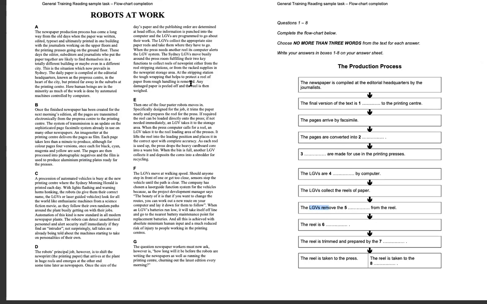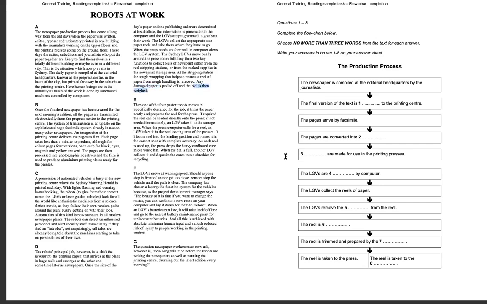So LGV, if you look here, it's all about LGV. At the stripping station, the tough wrapping paper is helping to do all this. A reel of paper from the rough handling tray is removed. Any damaged paper is peeled off. Okay, so this is the answer: damaged paper.